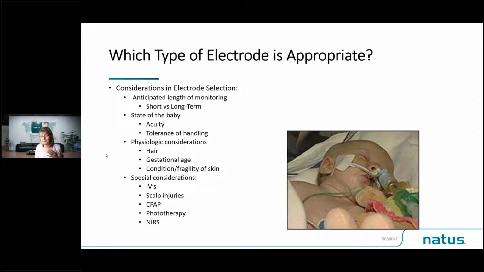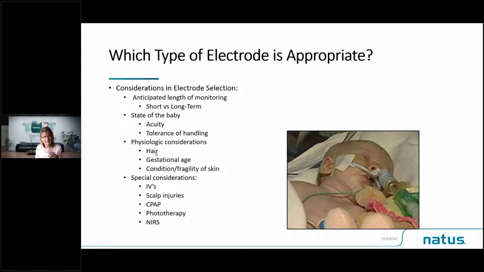The other things to consider are the physiological considerations. The one thing that we're always challenged with is hair. How much hair has the baby got? Have they got very excessive hair? Because sometimes it can be challenging to achieve acceptable impedance levels with the hydrogel and cup electrodes if we're not going to shave the baby's head, and we try to avoid that if at all possible. And if the baby is extremely preterm, or if the baby has very poor skin integrity and doesn't accommodate very assertive preparation, that also might influence your decision.